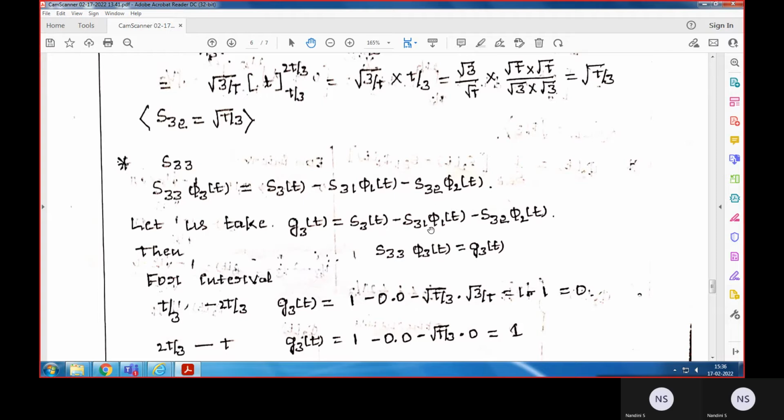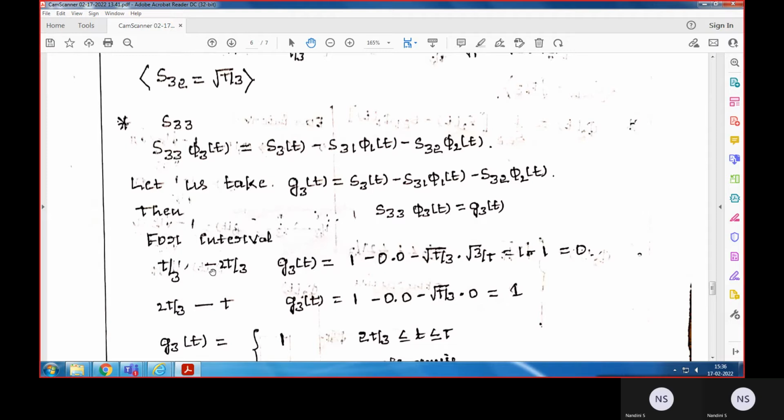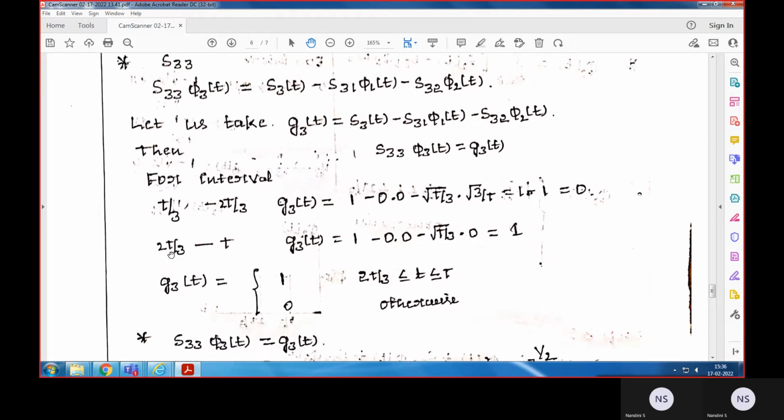G3 of t is equal to S3 of t minus S31 into phi 1 of t minus S32 into phi 2 of t. And here we have to calculate this G3 of t value for the intervals t by 3 to 2t by 3 and 2t by 3 to t. For t by 3 to 2t by 3, S3 of t is 1, S31 is 0, the first coefficient is 0, phi 1 of t doesn't exist in this duration, so 0, and then S32 is root of t by 3, and phi 2 of t is root of 3 by t, so 1 minus 1 is 0 in the interval t by 3 to 2t by 3.